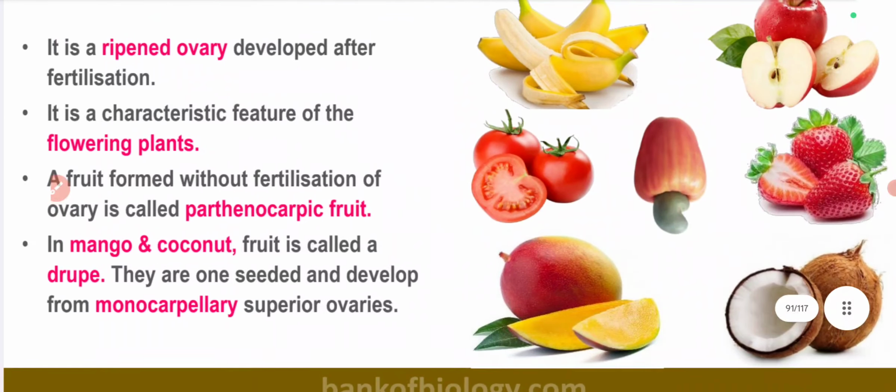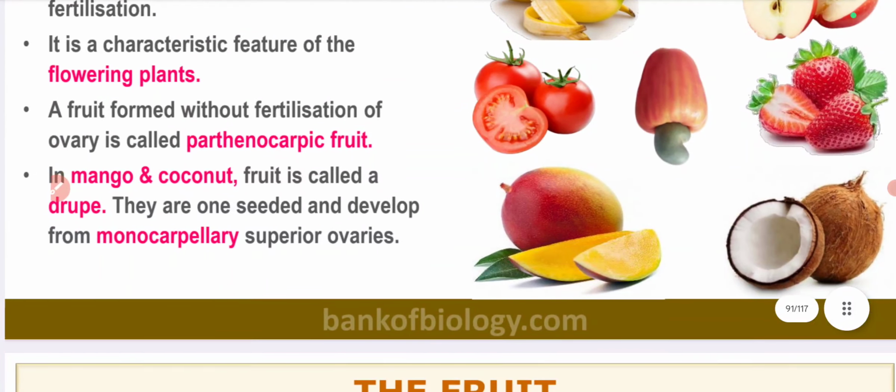So listen carefully, two new terms are there. Parthenocarpic fruit means development of fruit without fertilization of the ovary. They are called parthenocarpic fruit. Here no other gamete is required, that is, the male gamete is not required. Automatically the ovary develops into a fruit. That is called parthenocarpic fruit.